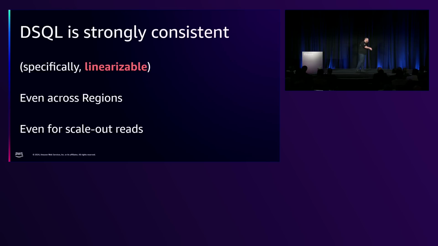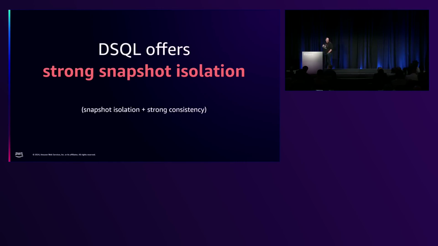Or if you do a write to the database and then you do a read immediately after, you will always immediately see the effects of that write, even if you do that write in a different region. And so this is a very strong consistency property. Putting these things together means that DSQL offers what the literature calls strong snapshot isolation. It's a combination of snapshot isolation and strong consistency, or linearizability.